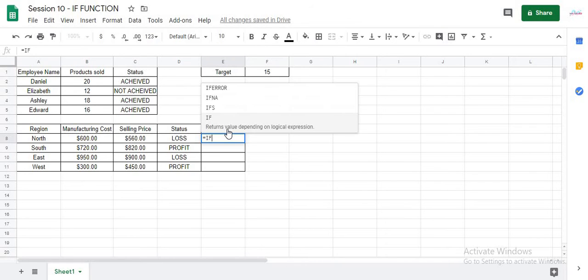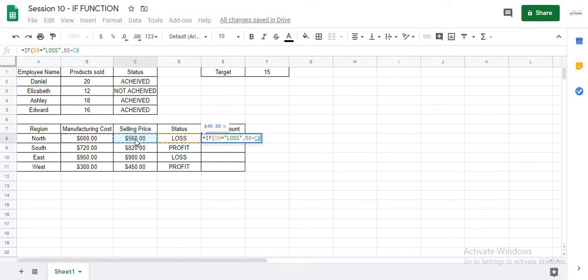So the formula would be equal to IF, open the bracket, if the value in this cell is equal to loss, then I want the manufacturing cost minus the selling price. If not, I want the value to reflect as 0. Close the bracket and enter. If you see, the loss amount is reflecting as $40 here.